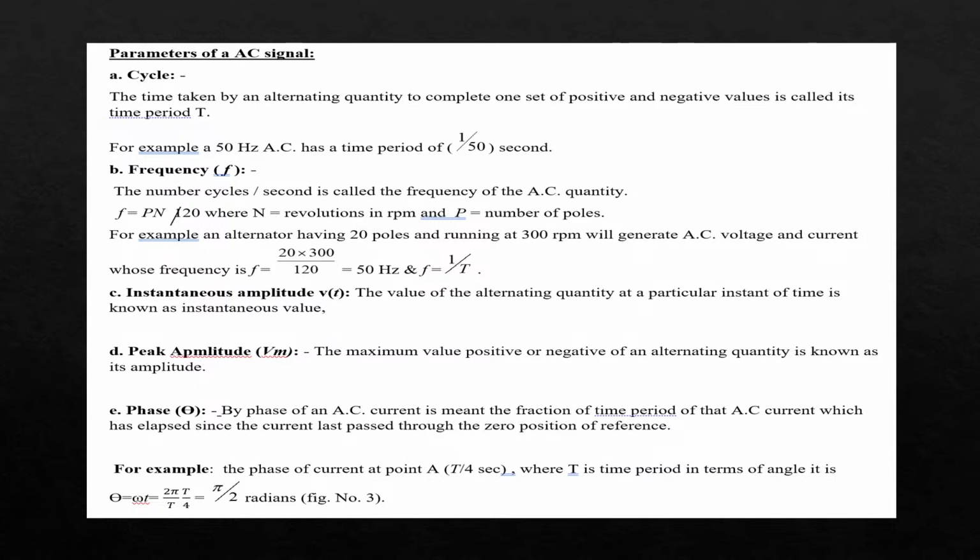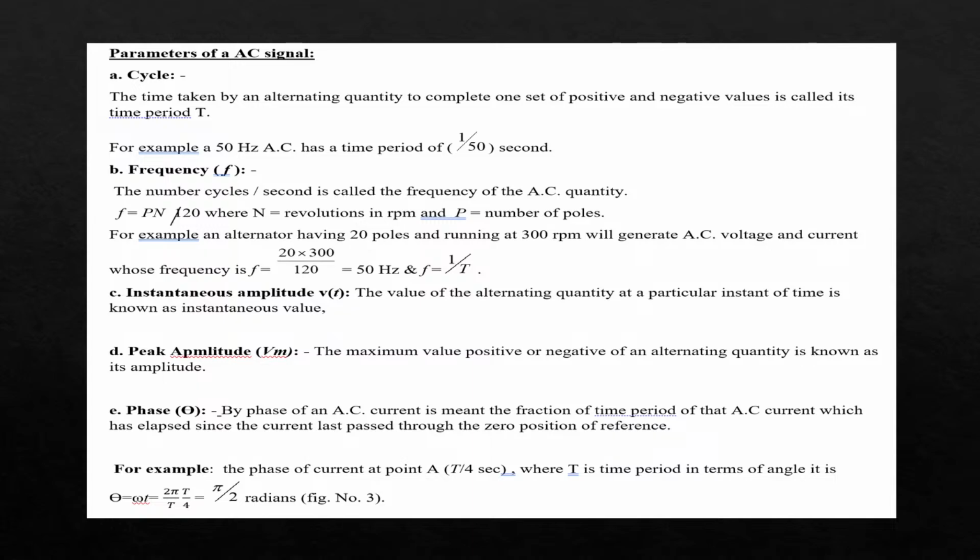Parameters of AC signal: cycle. The time taken by an alternating current to complete one set of positive and negative values is called its time period. For example, for 50 Hz AC the time period is 1 by 50, as I said, because the frequency is 1 by the time period. So frequency is 50, so the time period is 1 by 50.